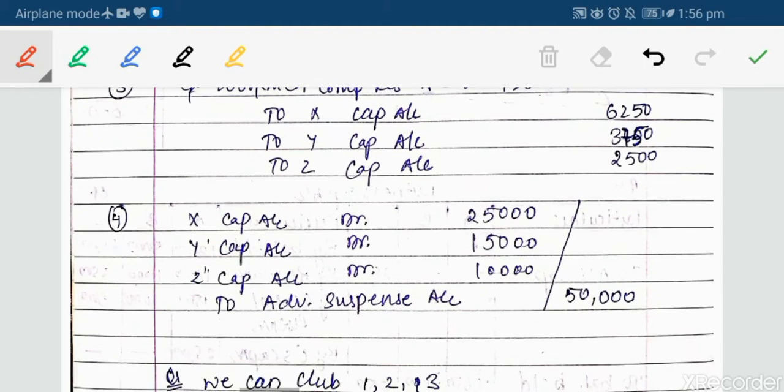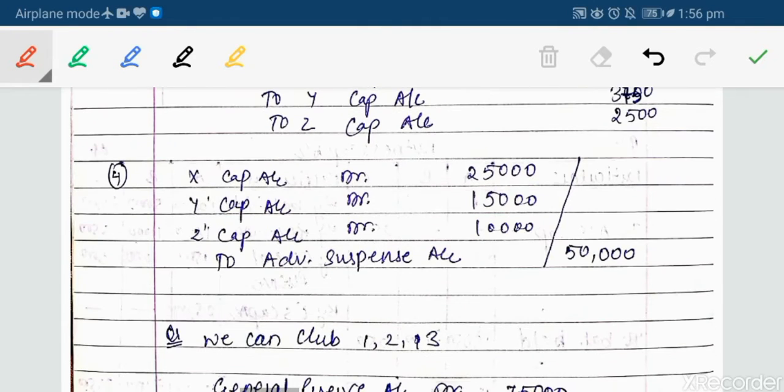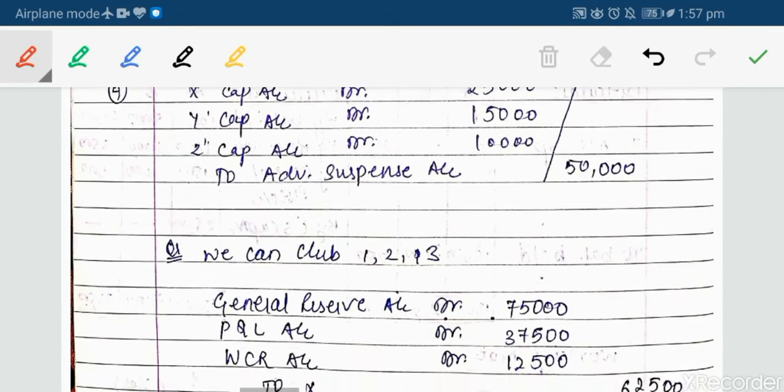Next and the last one is your advertisement suspense account. That is your loss, as I told you earlier: advertisement suspense account will be your loss, or any other debit balance in the statement of profit and loss will be your loss. So loss is to be written off through the partners' capital accounts by using the old profit sharing ratio. So 50,000 we have taken from X, Y and Z in their old profit sharing ratio. The old profit sharing ratio will remain active all the time.